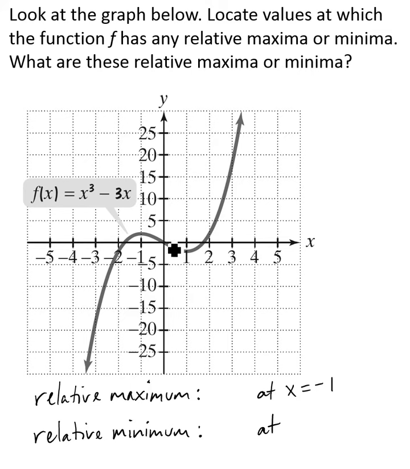And then as we move along there, we get that low point, where it changes from decreasing to increasing. So that's a relative minimum there at x equals 1. And the second part of the question says, what are these relative maxima or minima? So what is that relative maximum?